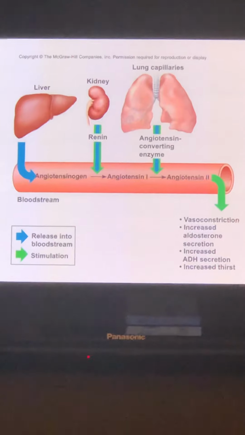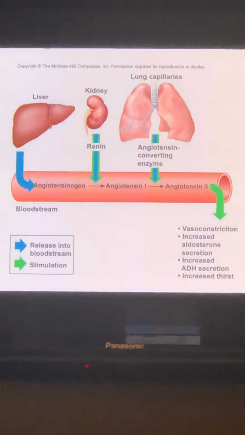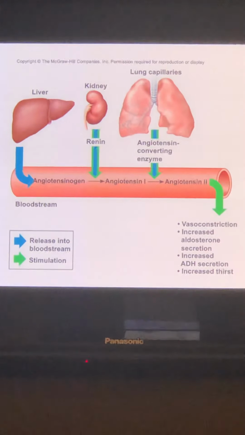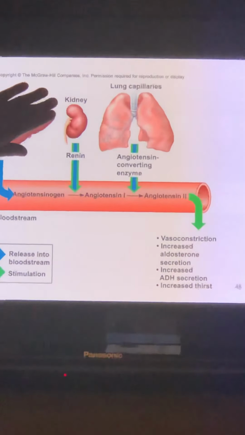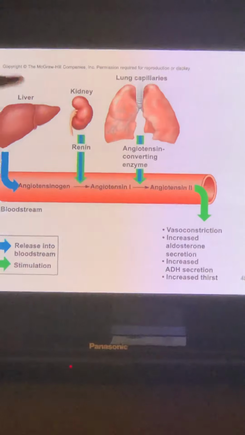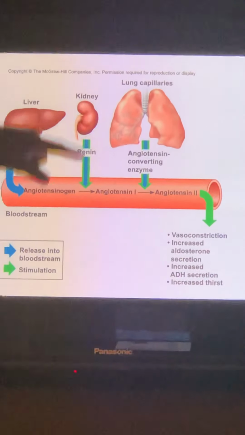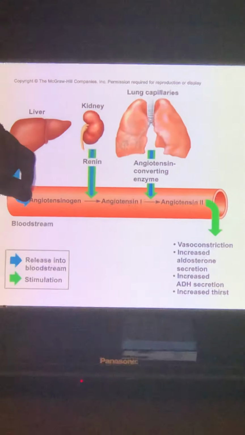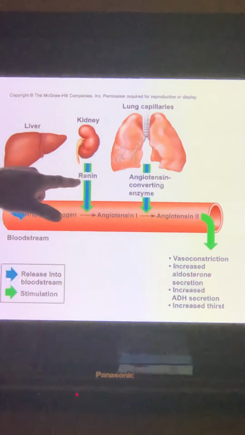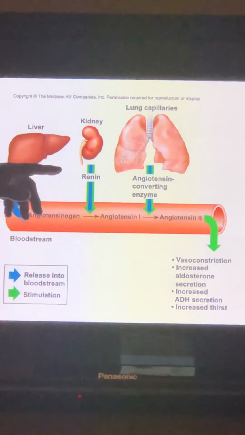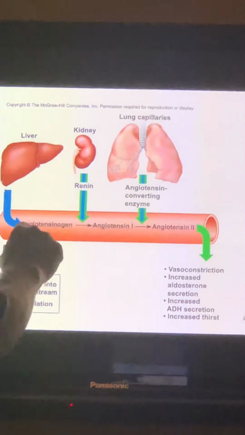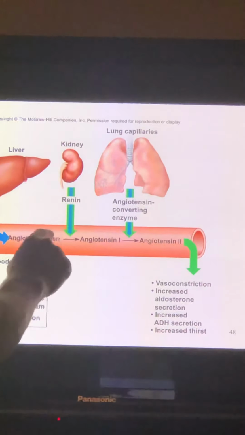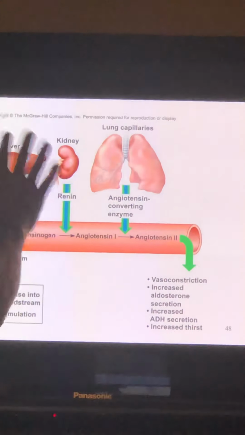All right, now here's the Renin-Angiotensin System. I don't even know why they have the liver here, but don't pay attention to the liver in this. We're not going to use the liver. But the kidney monitors your blood pressure. When blood pressure is low, it releases the hormone renin. The hormone renin is going to cause the conversion of something called angiotensinogen, which is produced by the liver. You don't need to know that.